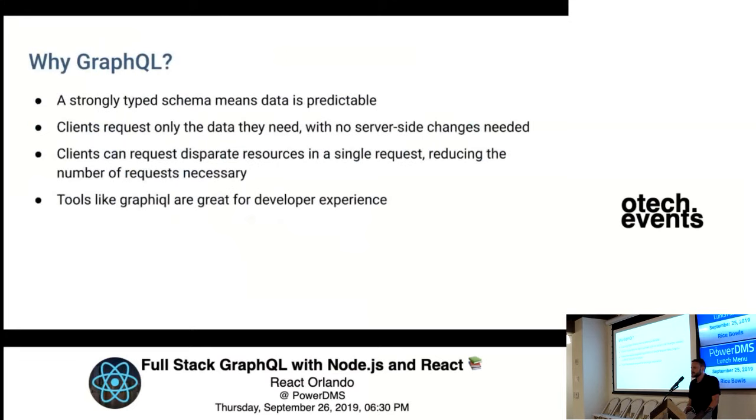So why would we want to use GraphQL as opposed to whatever other method we're currently using of developing an API? GraphQL gives you a strongly typed schema, which means that the data that you get from the API is relatively predictable. Of course, you can still be naughty, but it's a lot harder when it's strongly typed. So that's cool. You can pretty much know what you're going to get when you make a request.